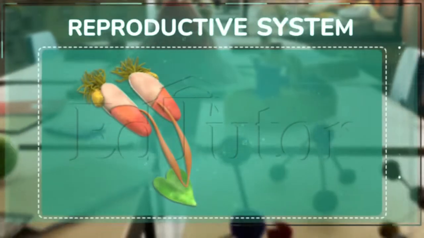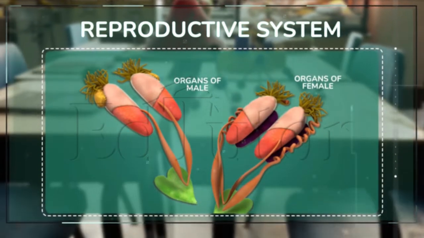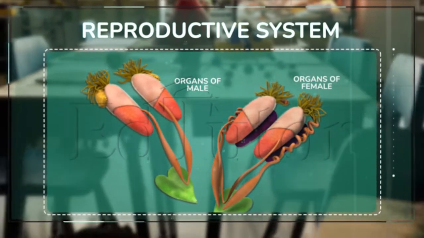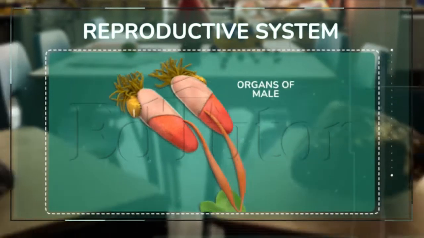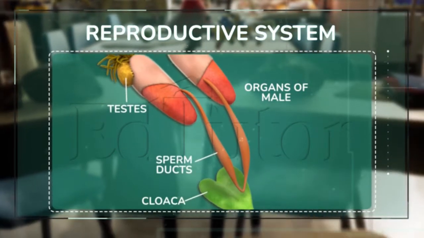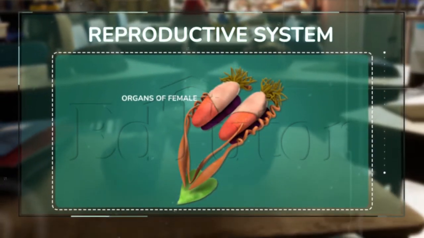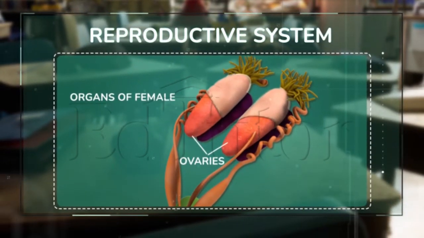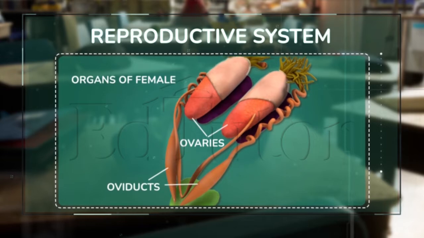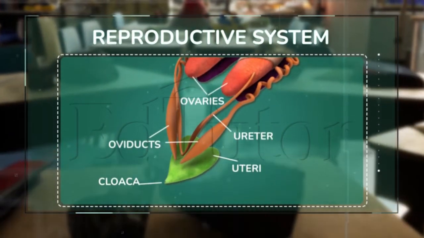The organs of the male and female reproductive systems naturally differ. The male reproductive system consists of testes, sperm ducts, and the cloaca. However, the female reproductive system consists of the ovaries, oviducts, uteri, and the cloaca again. So, these are the different systems we will see.